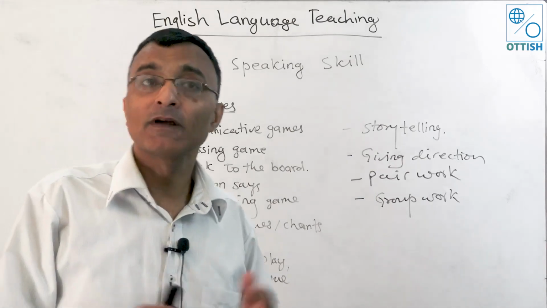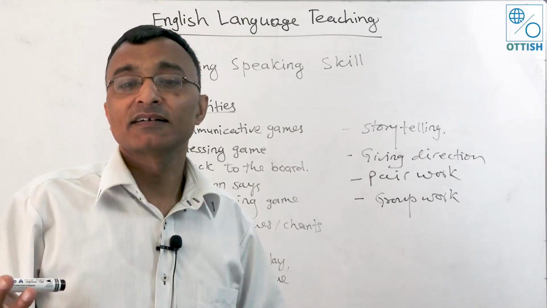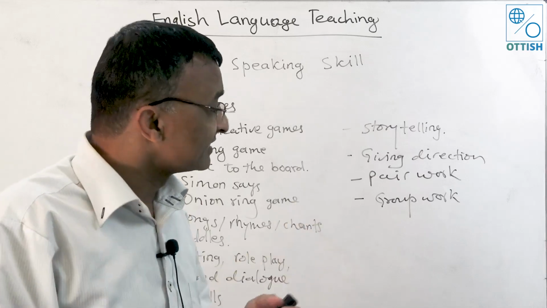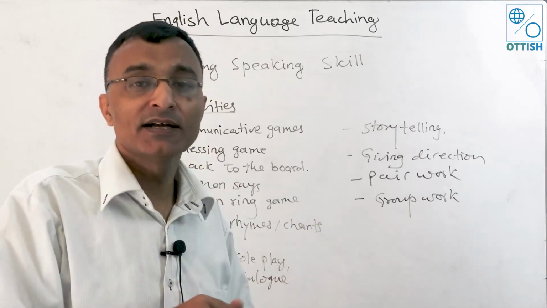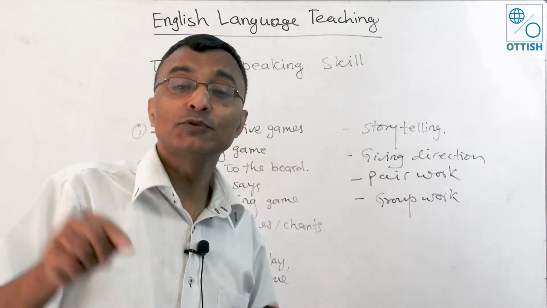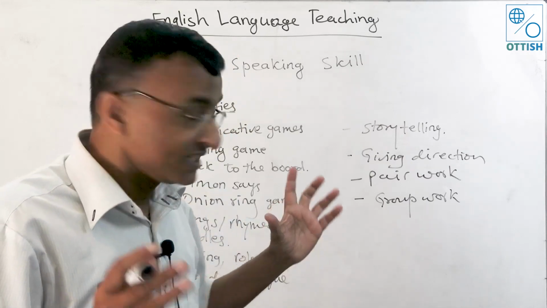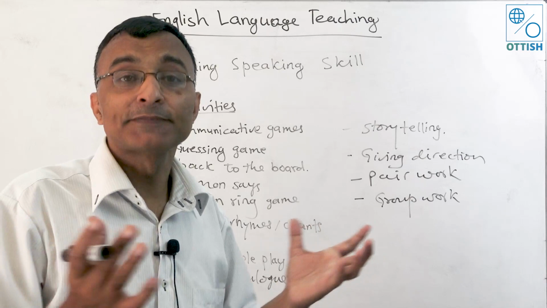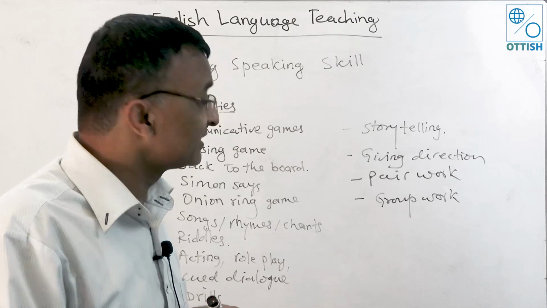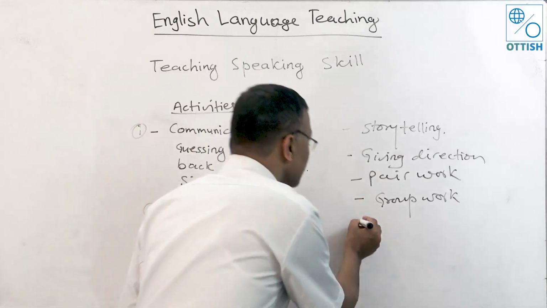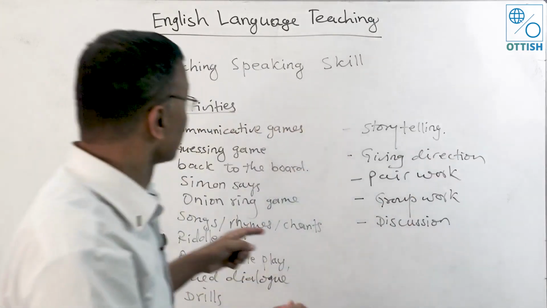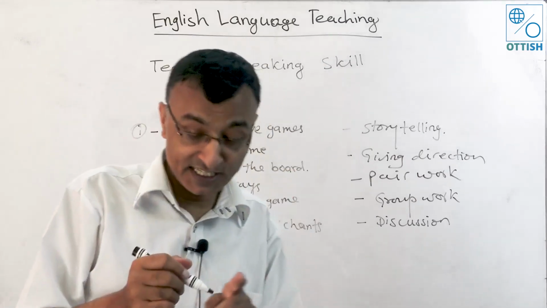In group work, the students are divided into groups of 5 or 6 generally, and they have to work on a certain topic orally. It is for developing speaking skills, so they have to work in a group orally, and they have to come to a conclusion. Generally, group work can be done for discussion as well. Another is discussion. Discussion is also another activity of teaching speaking skill.